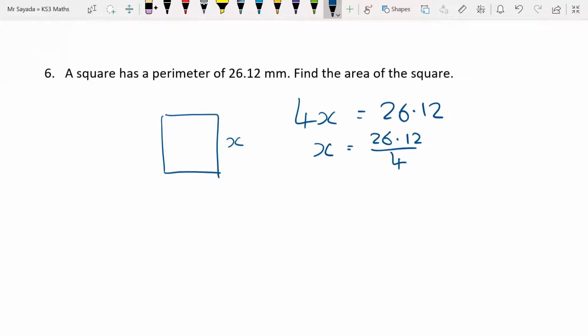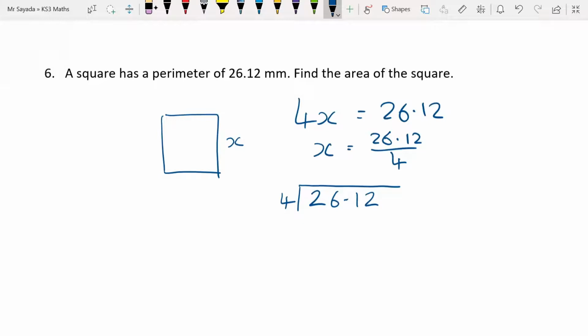Let's do that using the bus stop method. Which number goes inside the bus stop? Say your answer to the video now. Hopefully you've said 26.12, because remember, the number at the top goes in the bus stop. Let's do that together. The number at the top goes in the bus stop. So let's do this division. Pause the video to do it. Press play once you're ready.